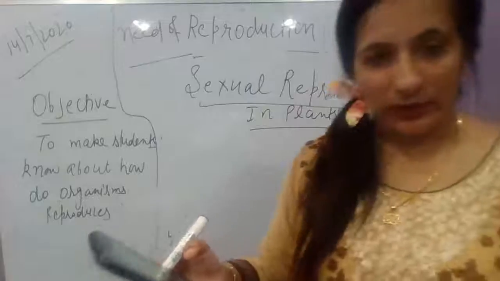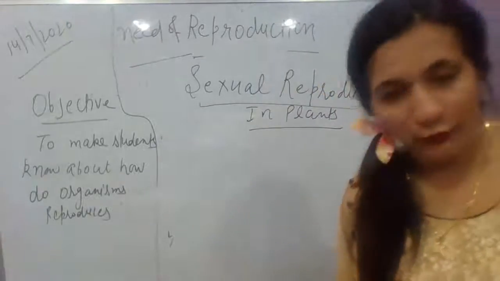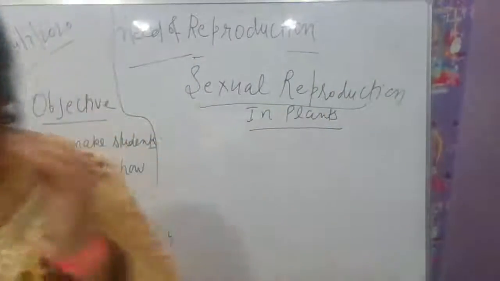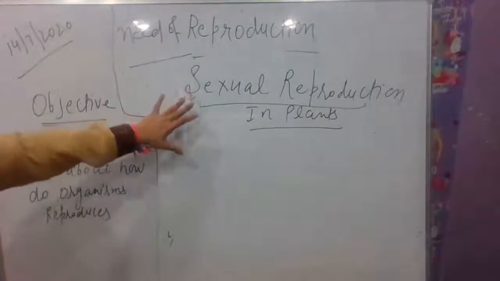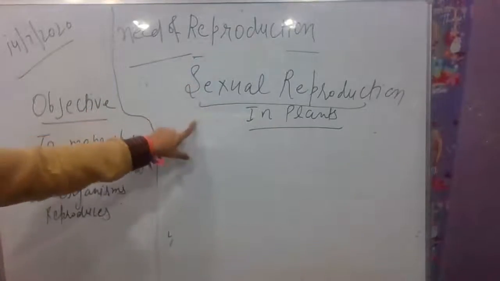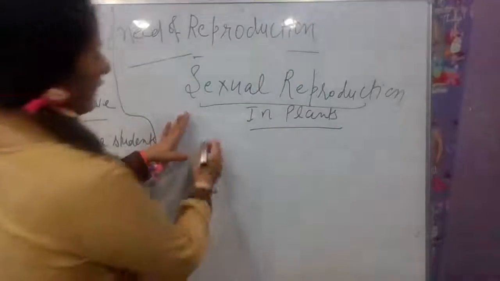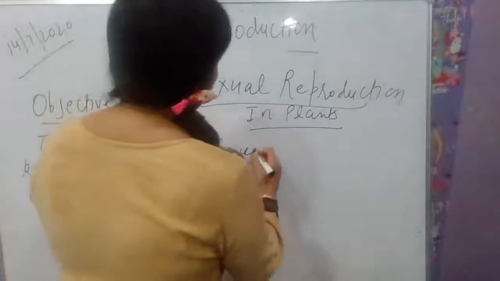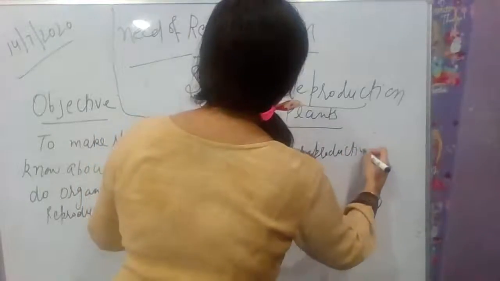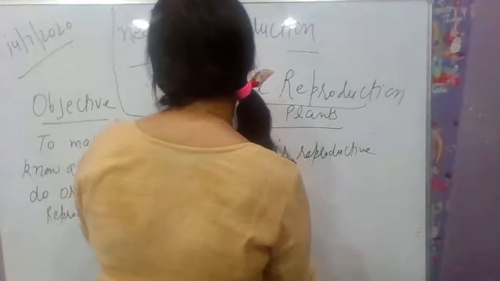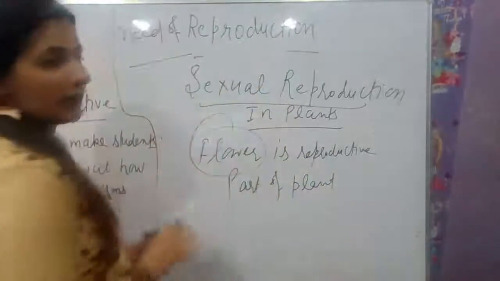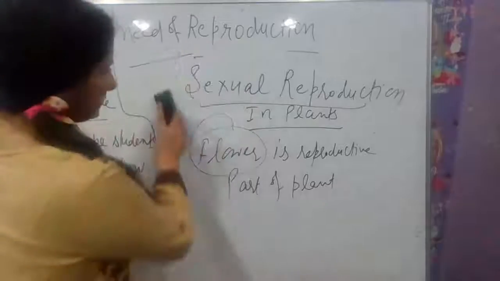Muskan gave the answer anther. Okay, good. All of you are very right. Okay, let me discuss the structure of the flower. In sexual reproduction, the flower is a reproductive part of the plant. Okay, in a flower, there are different parts.